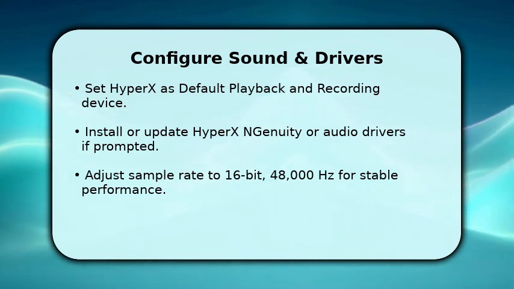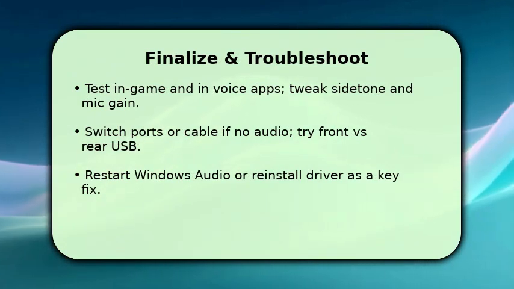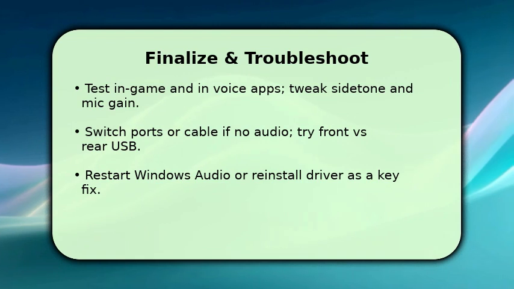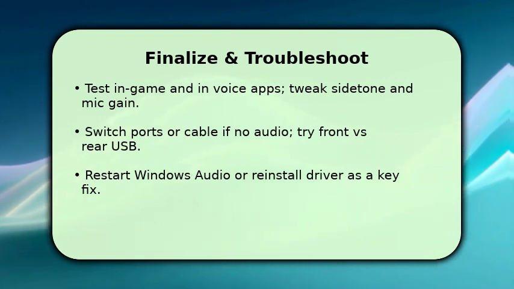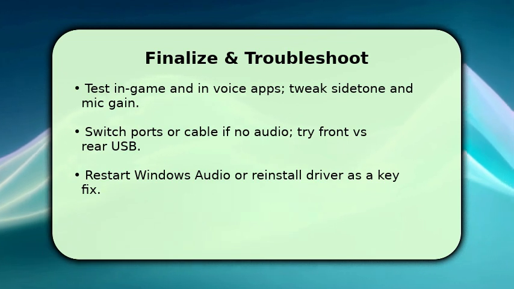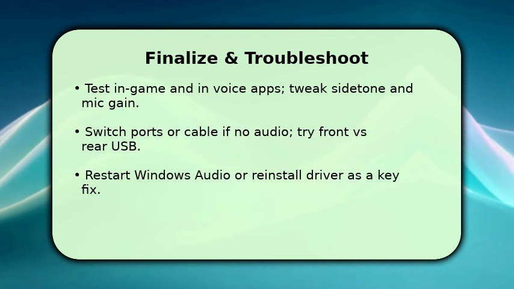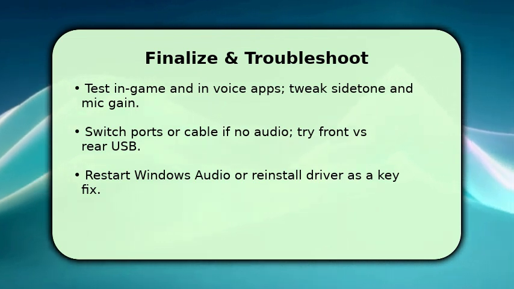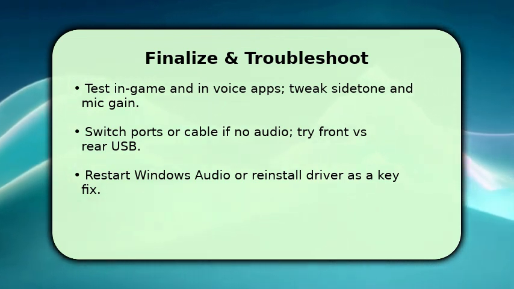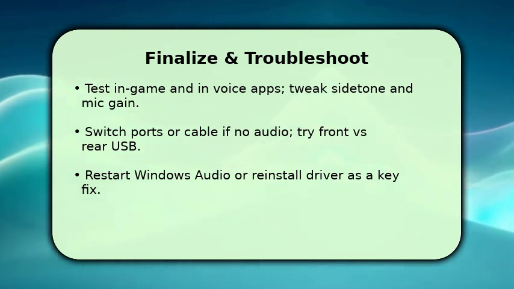Finalize by testing voice and game audio. Open your preferred app and speak to confirm mic pickup while listening for clarity. If sound is missing or distorted, try a different USB port or swap to the 3.5mm cable to isolate the issue. If problems persist, restart the Windows Audio service or reinstall the HyperX driver. This resets device recognition. One key troubleshooting tip: always test with another device or cable first.